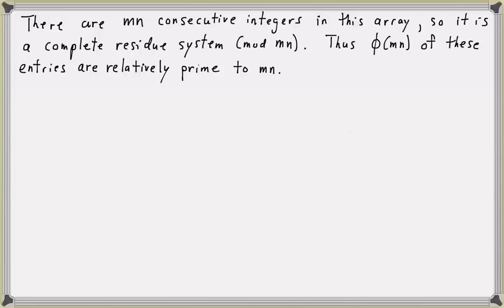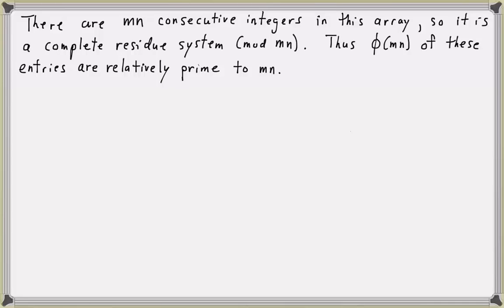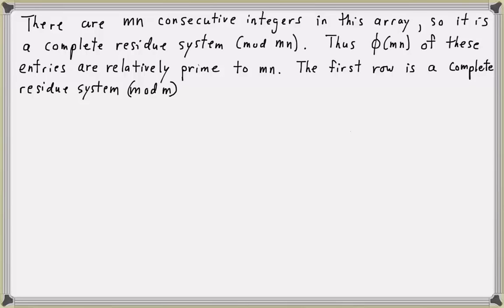So notice that the first row is a complete residue system mod m. So let's look back at the array. The first row contains the numbers 0 through m minus 1. So this is a complete residue system mod m.